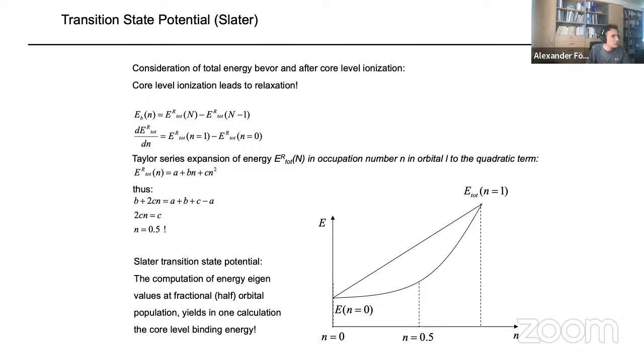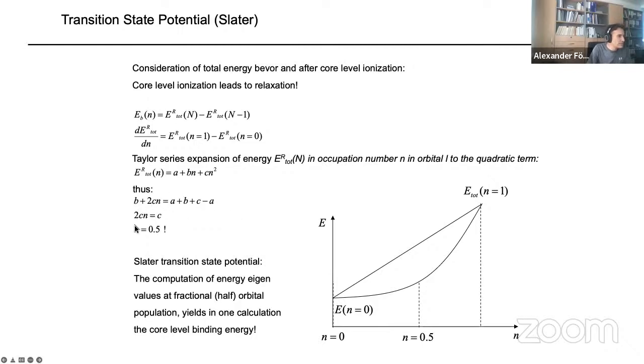We can now very easily take the first derivative of a plus b n plus c n squared with respect to n, which is dE over dN, which is b plus 2cn. And then we take the total energy for n equals 1, which is a plus b plus c, minus the total energy for n equals 0, which is just a. And this we have written here.